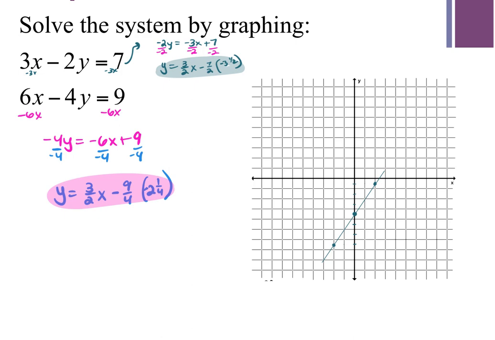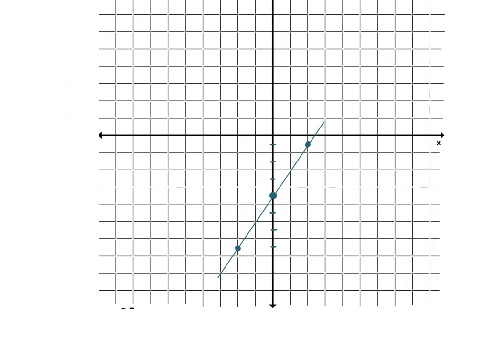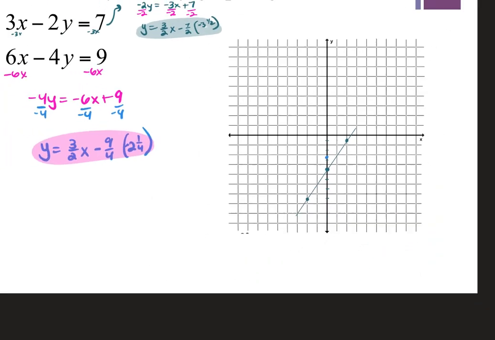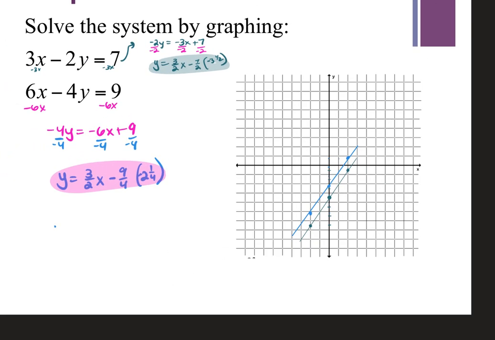Okay. So this one, I'm going to plot negative 2 1/4. And then I'm going to count my slope up 3 over 2. 1, 2, 3 over 2. Down 1, 2, 3 over 2. Either way, these lines are parallel. They never intersect, which means this is no solution.